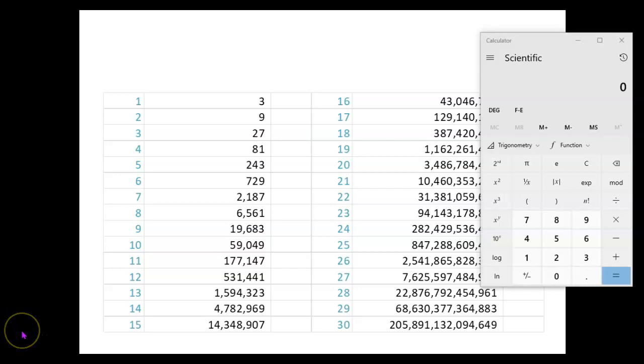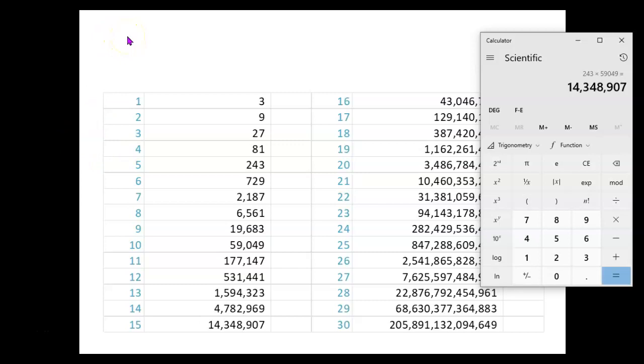Okay, I'm going to try an example. I'm going to pick out 243 and 59,049. I'm going to multiply those together, 243 times 59049. And the answer is 14,348,907, which is on the list. The little blue numbers on the side just help us refer to these numbers. So the fifth number times the 10th number gave us the 15th number.